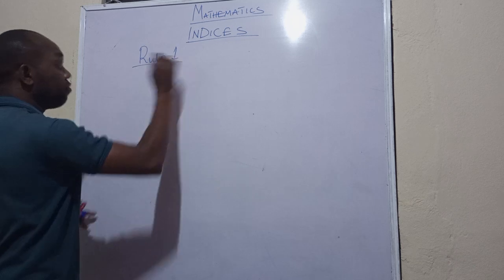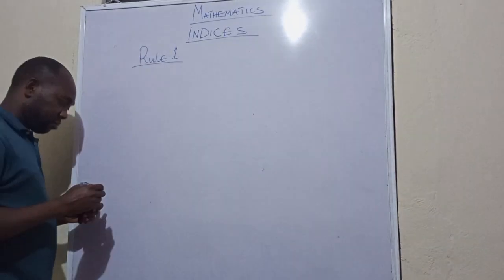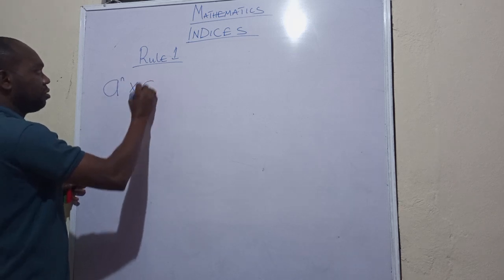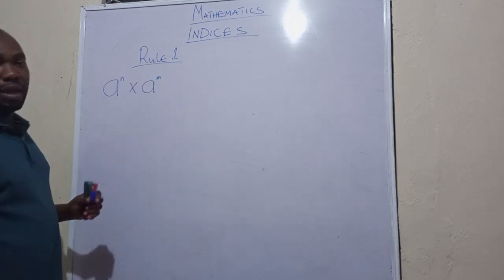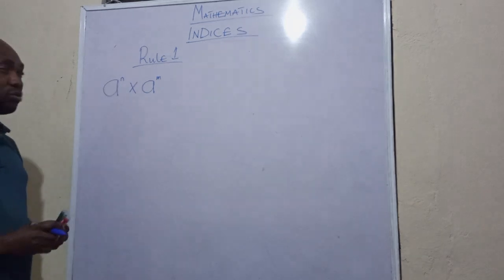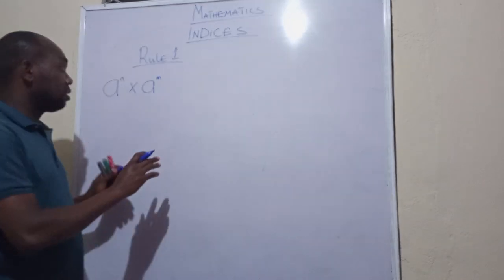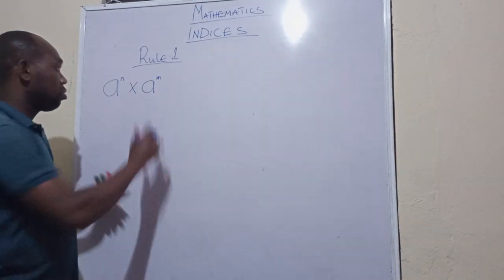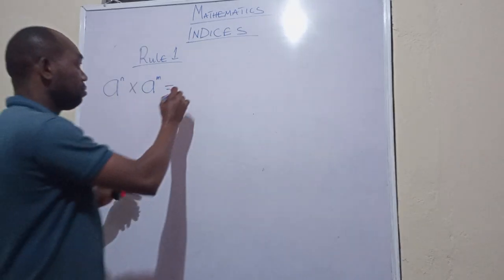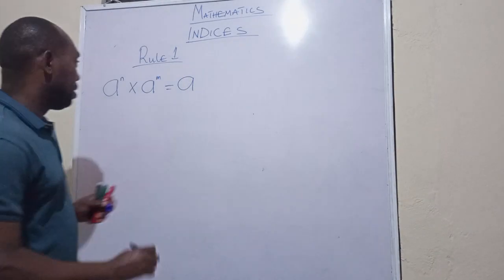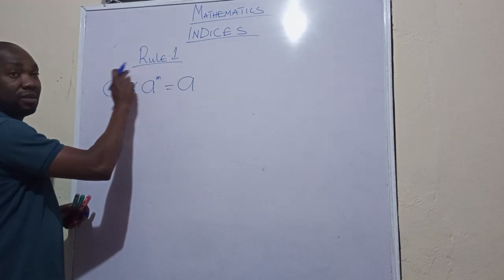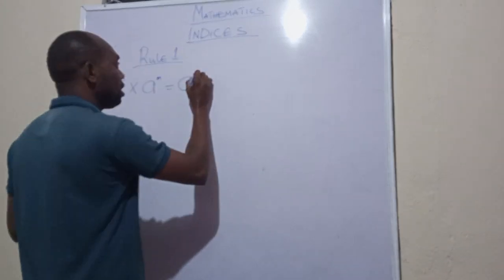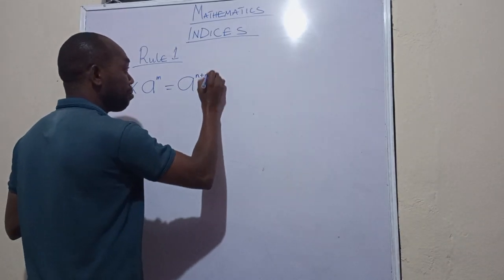Rule one. Very important. It says that a raised to the power of n times a raised to the power of m. I may not really want to go deeper and deeper into it. What it simply means is that the two base values, because they are the same, will still be represented as a, but the index now will undergo addition, because they undergo multiplication, which is now going to be n plus m.